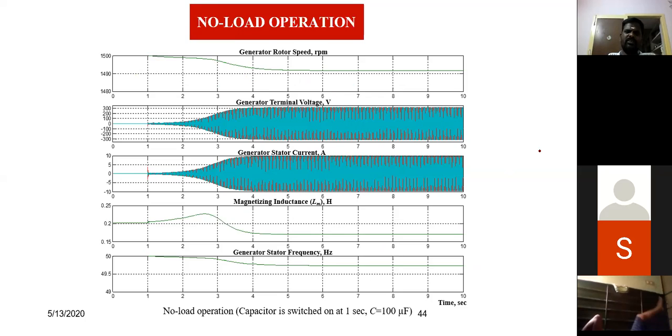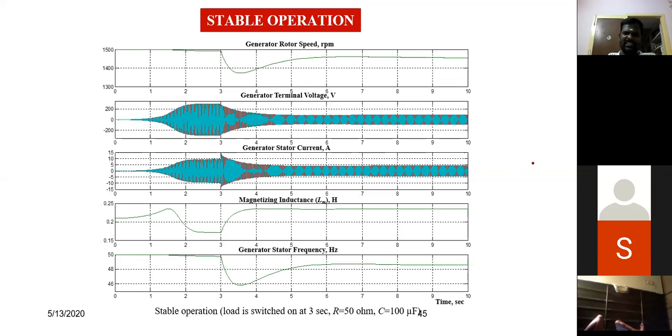So this is under load and no load condition. Here at 3 seconds, the load is connected. When the load is connected, the terminal voltage decays. Here you see that the speed also changes, the corresponding magnetizing reactance also changes, and the stator current gets reduced. So we can see that, and the corresponding frequency variations also.